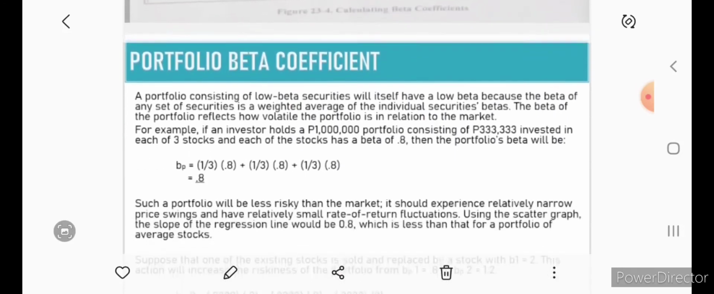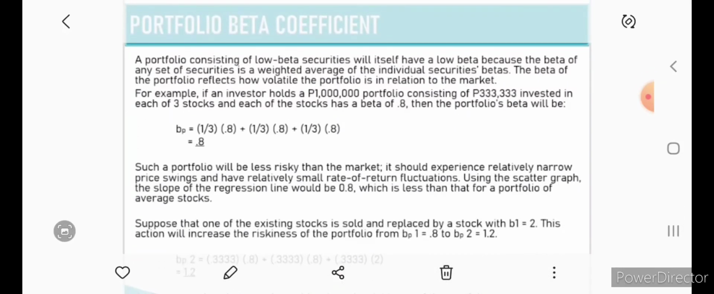Portfolio beta coefficient. A portfolio consisting of low beta securities will itself have a low beta because the beta of any set of securities is a weighted average of the individual securities' betas. The beta of the portfolio reflects how volatile the portfolio is in relation to the market.